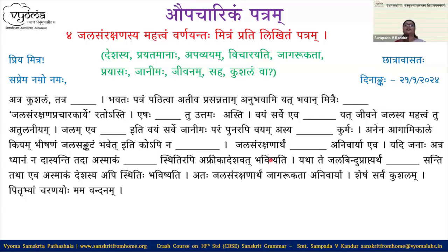Jalasamrakshanartham dash anivarya eva. Now anivarya is Strilinga. Anivarya is Strilinga. What we have? Anivarya. What we have match for Strilinga? Jagarukata. Jagarukata anivarya eva. Yadi janaha atra dhyanam na dasyanti tada asmakam dash sthitirapi Afrika deshavat bhavishyati. Surabhi. Deshasya.